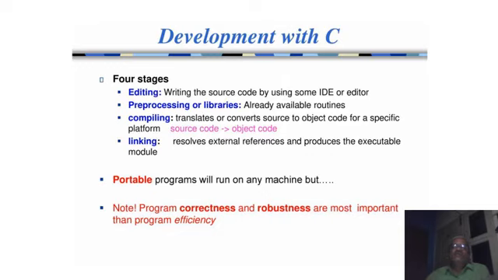The next one is linking. Linking resolves external references and produces the executable module. So, editing, pre-processing and compiling, and the last stage of developing a C program is linking. It has to resolve some external references of the data and memories and produce the executable module. Because, as I already told you, it is portable, so it is machine independent. That's why we need to link these resources.